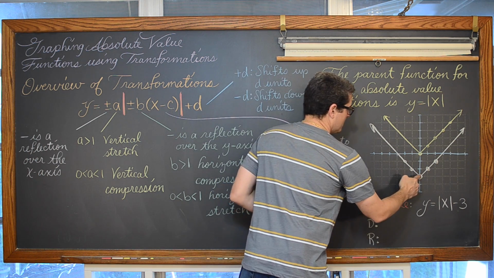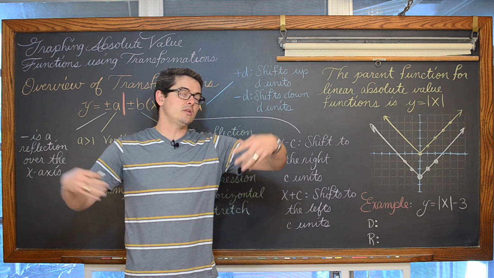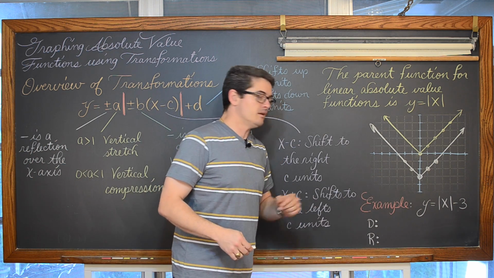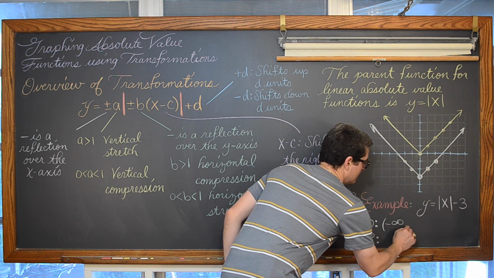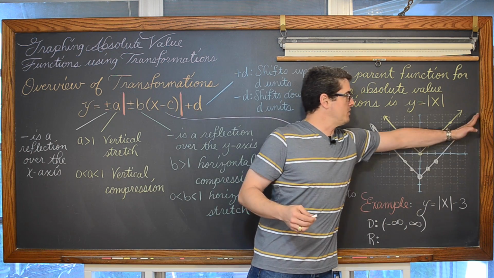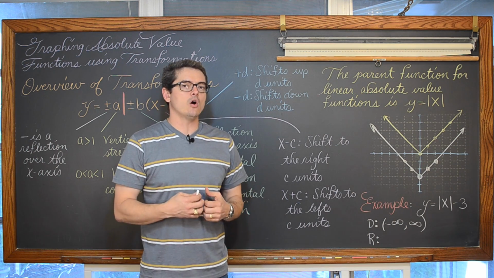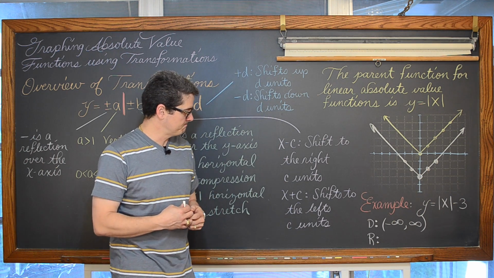Not just where the vertex is, not just the x-intercept, but the actual continuous graph itself. The domain, D, is going to be from negative infinity to positive infinity. The domain, the x's which are included in this graph, is going to be all real numbers. That's what it looks like if your book is using interval notation.